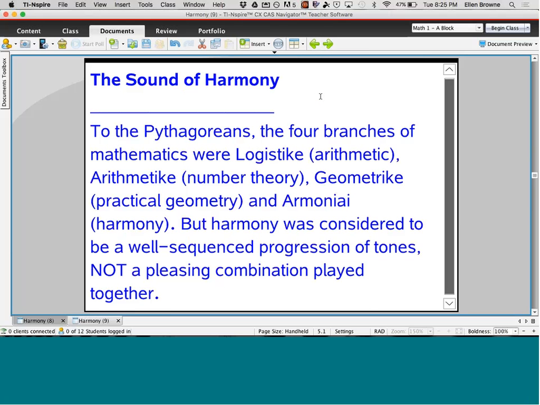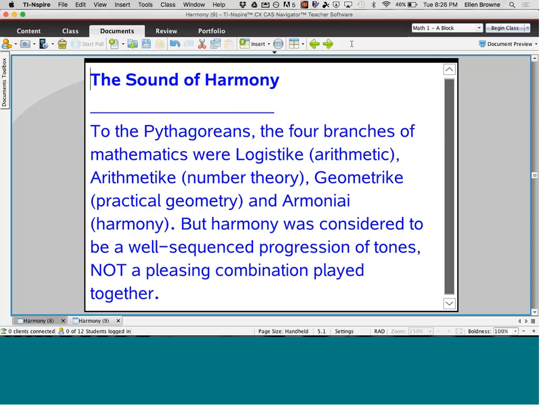Now, we mentioned previously the four branches of mathematics to the Pythagoreans: logistica, which was what we think of as arithmetic; arithmetica, or number theory; geometrica, or practical geometry, measuring the earth; and harmony. Harmony was a branch of mathematics to them. But they didn't think of harmony as we do. When we talk about harmony now, our idea is multiple notes played concurrently to give a pleasing sound. No, their definition of harmony was about a well-sequenced progression of notes, not necessarily a pleasing combination played together. So it's a slightly different way of thinking about harmony.